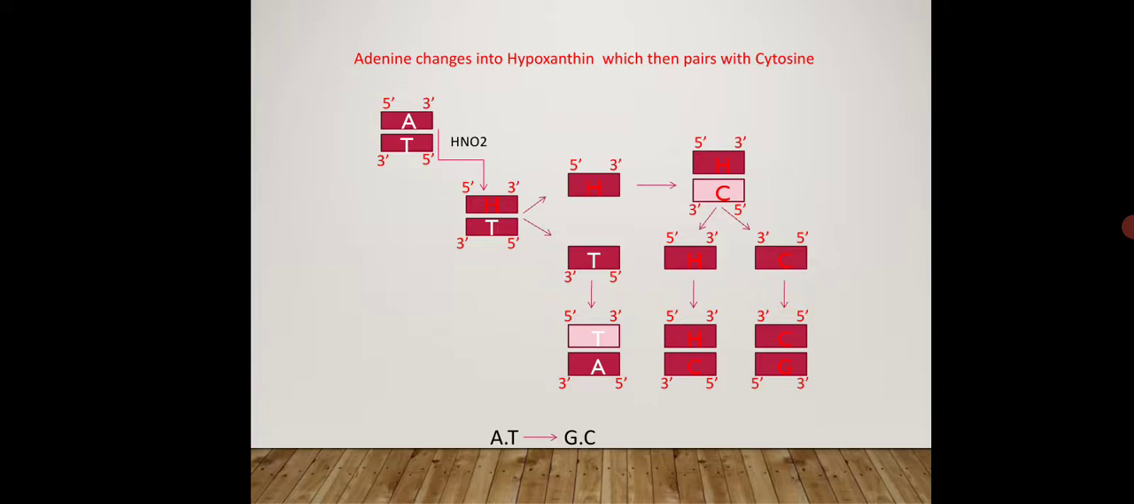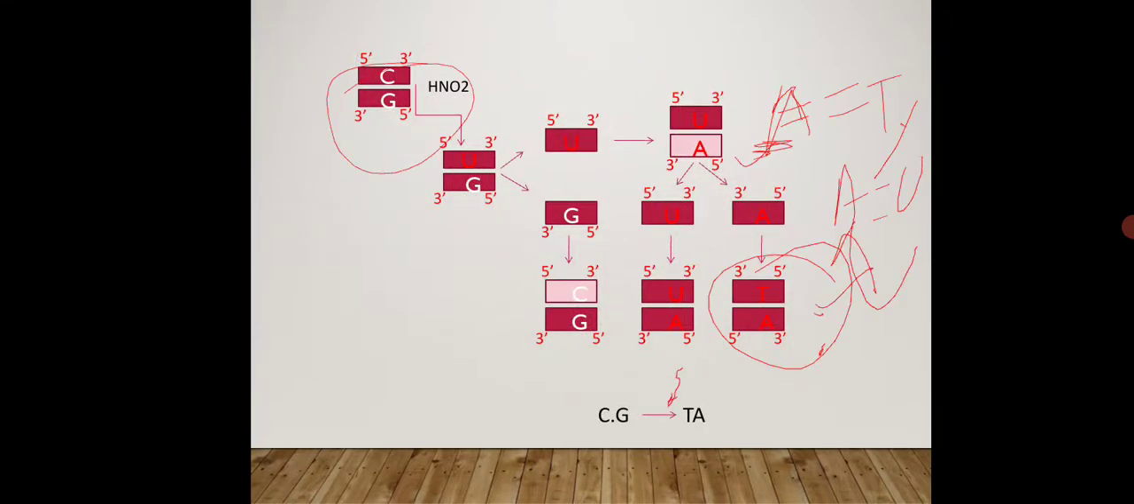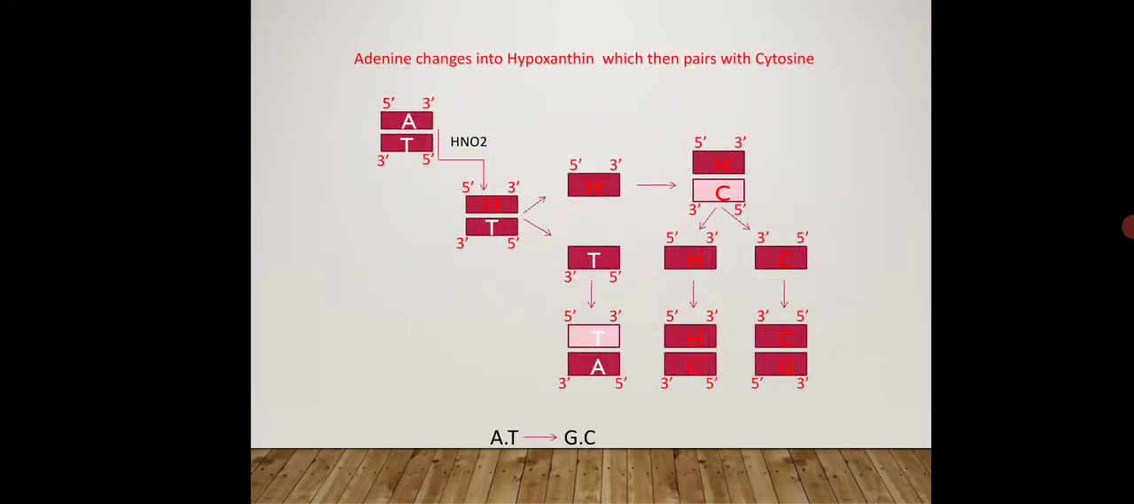Now we have discussed how CG is converted into TA. Now how AT is converted into GC by using this nitrous acid, that we will see. Here, adenine changes to hypoxanthine, which then pairs with cytosine. That you have to keep in mind. Adenine changes to hypoxanthine, that is H, and then this H base pairs with cytosine.